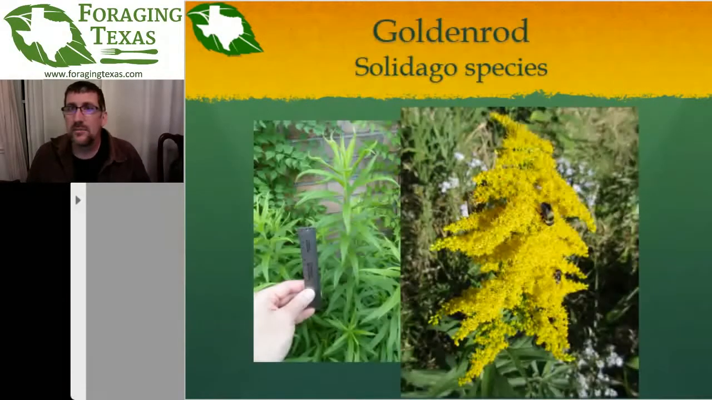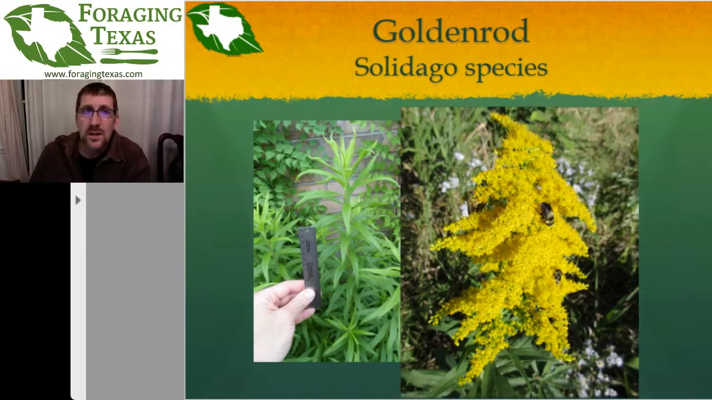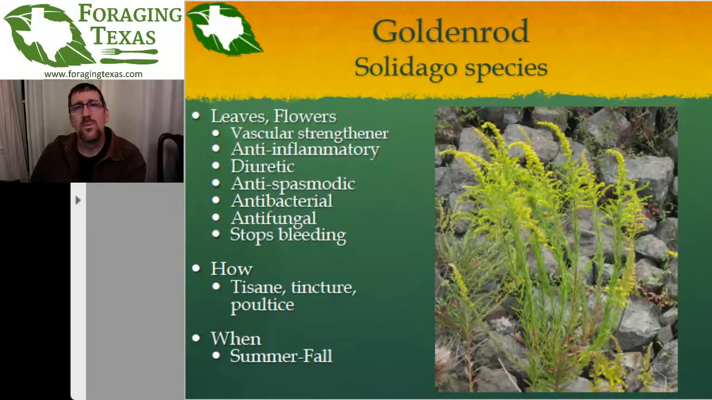Okay, moving on. Goldenrod. Here's another good one. Goldenrod is going to be found not only pretty much all across Texas, but all across North America, from Mexico all the way up into Alaska and Canada. And so medicinal properties, lots of things. The leaves and flowers, one of its key things is it's a vascular strengthener. What this means is tissue that normally is designed to contain a fluid, whether it be blood or lymph or some other fluid, it helps strengthen those tissues and make them less leaky.